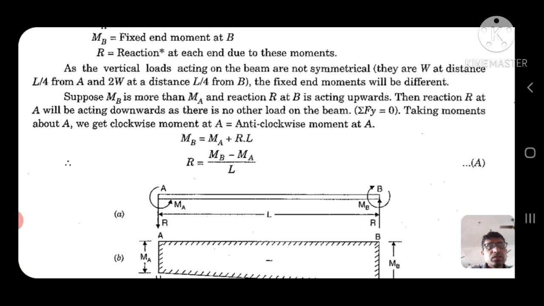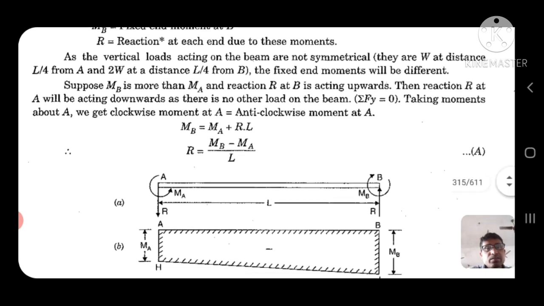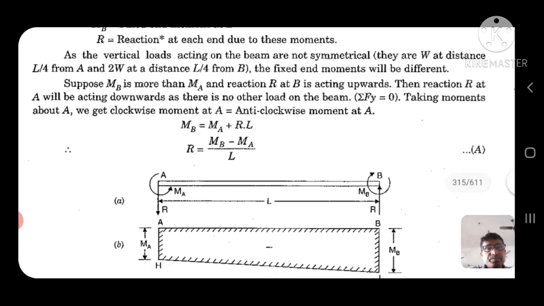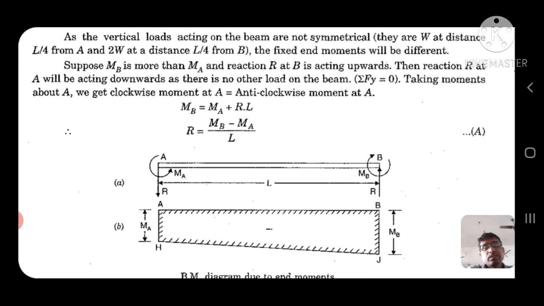Suppose MB is more than MA and reaction R at B acts upwards, then reaction R at A will act downwards. There is no other load on the beam. Taking moment about A, we get the clockwise moment at A equal to the anticlockwise moment at A. So MB is equal to MA plus RL, that is R is equal to MB minus MA by L.